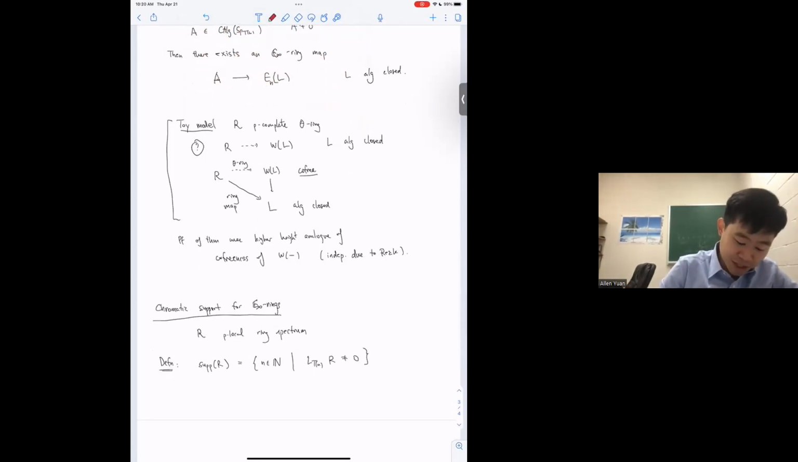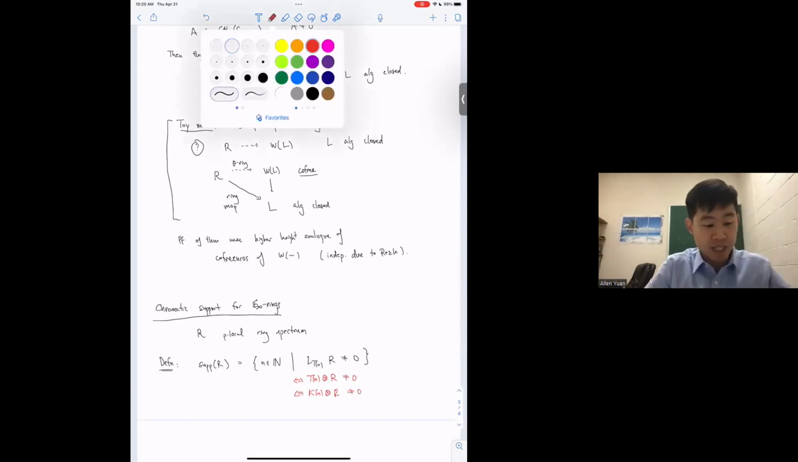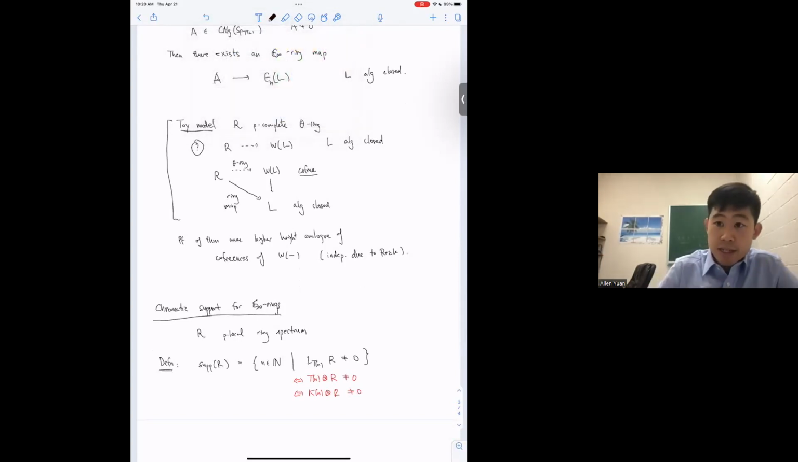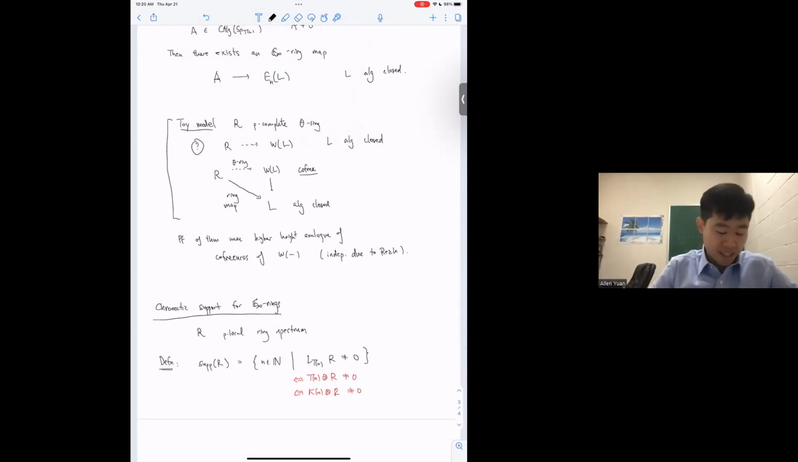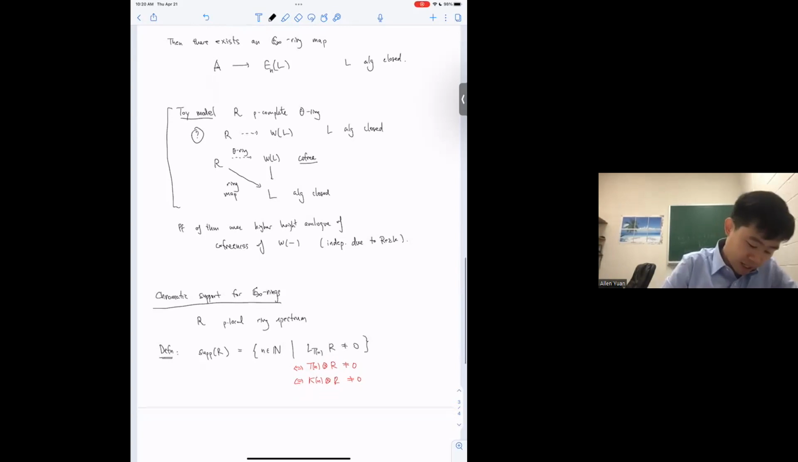There are lots of equivalent ways you could say this. It's of course the same as saying Tn tensor R is not 0. But by the nilpotence theorem, it's actually equivalent to require that the Kn localization of R is not 0, because R is a ring spectrum. So this notion a priori isn't constrained at all. Even for associative rings, there are no constraints on what the chromatic support of a ring could be. But for E infinity rings, for commutative ring spectra, it's highly constrained.